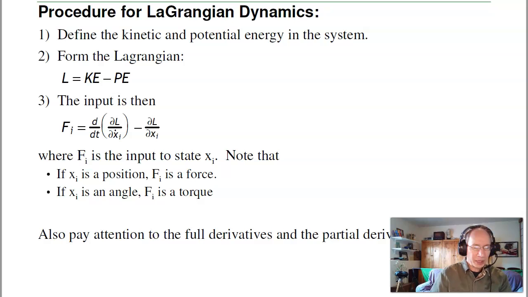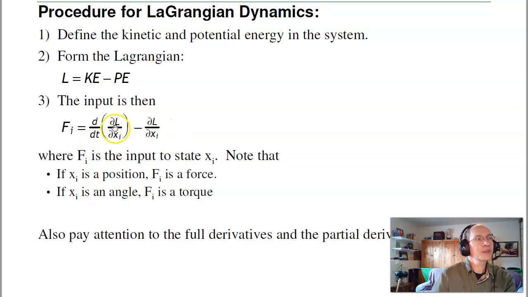So going back to Lagrangians. The procedure to find the Lagrangian dynamics of a system is to first define the kinetic energy and potential energy of the system. Then form the Lagrangian. The Lagrangian is just the difference between the kinetic energy and potential energy. Then the generalized input, the force on the mass, is the full derivative with respect to t of the partial of L with respect to x dot, minus the partial of L with respect to x.